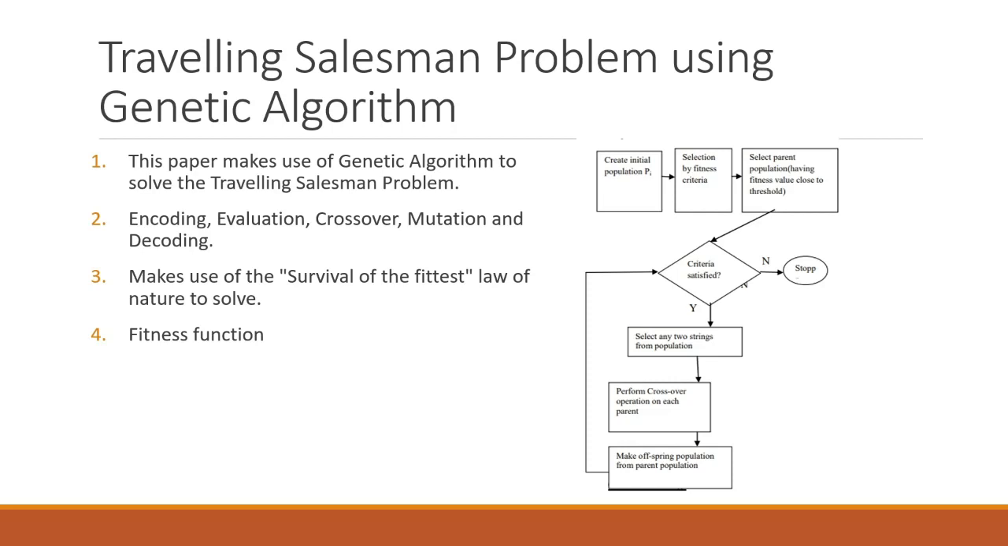This flowchart basically explains what I was trying to say. First, we create an initial population, then we select by fitness function. Then we select the parent population having fitness value closest to the threshold.